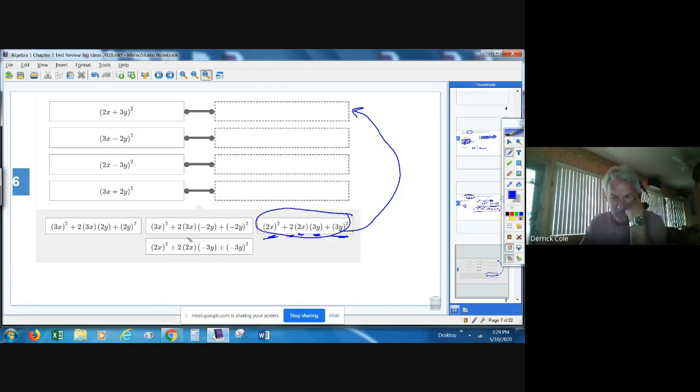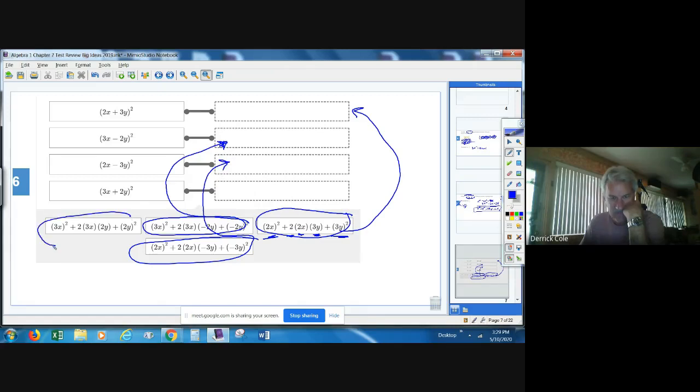Okay. So 3x minus 2y squared. So 3x on either end, 3x on the end, 2y on the end. Looks like this one might be it, because it's negative 2y squared, negative 2y times 3x times 2. So this one's going to be number 2. Okay, because of the negative 2y. Negative 3y. Here's negative 3y. That's the third one. That must mean this is the fourth one.